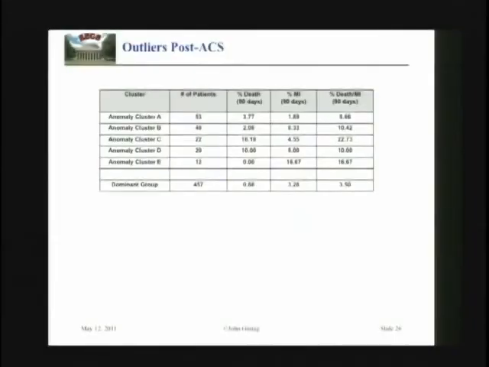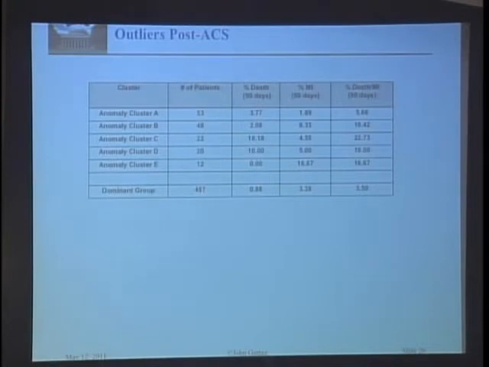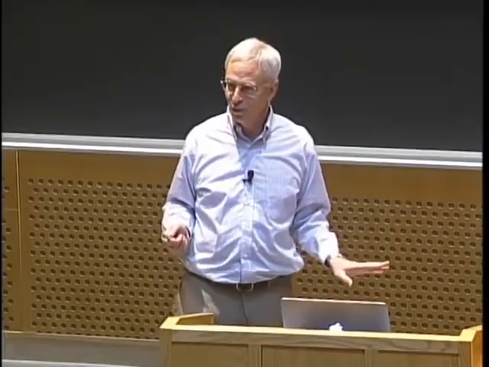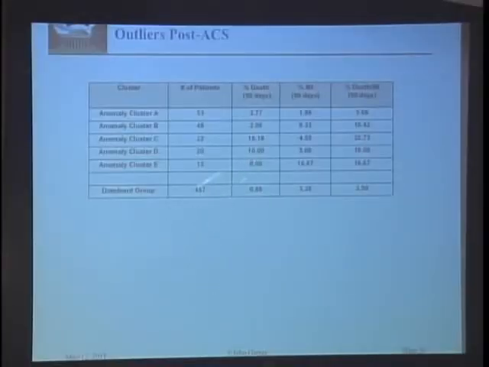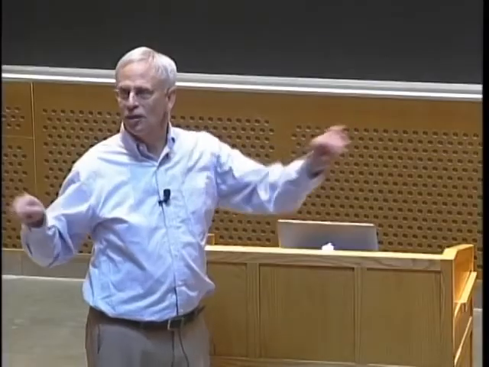Here are some results. These are people who had an acute coronary syndrome. So the dominant group, the biggest group, the people who we thought were most likely to be fine, because remember, most people are fine after a heart attack. 457 patients in this particular data set. And you can see that they did pretty well. A very small fraction of them died. Can't see it from this angle, but come out here. Yeah, less than 1%.